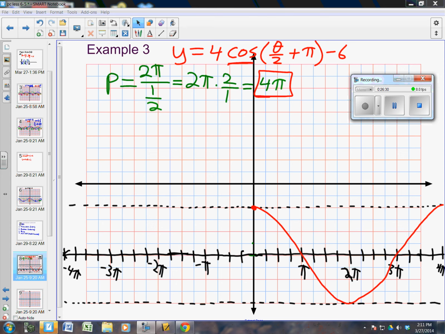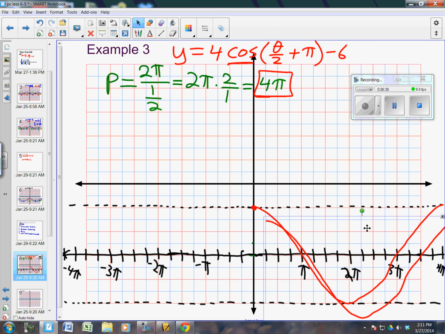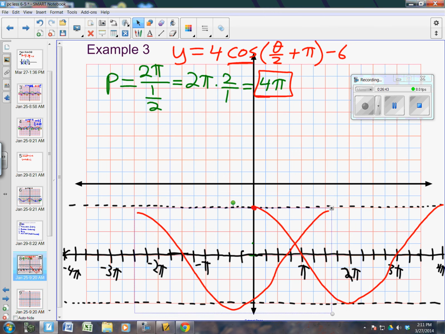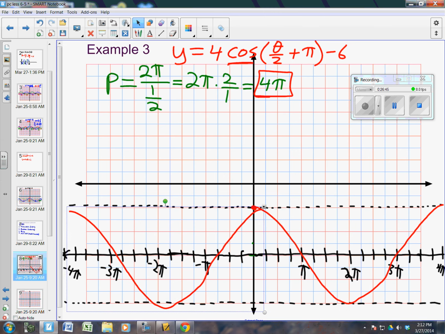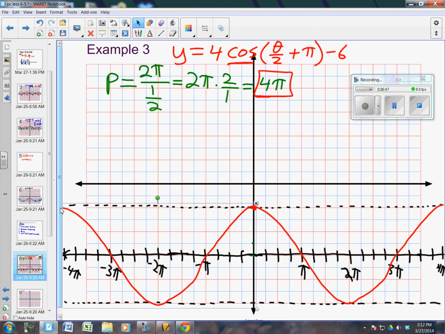And just so we have a consistent graph, I'm going to duplicate this. I'm going to clone it. I'm going to make another one right here. And we are going to move this one over here. And there is the function 4 cosine of theta over 2 minus 6 without the phase shift.